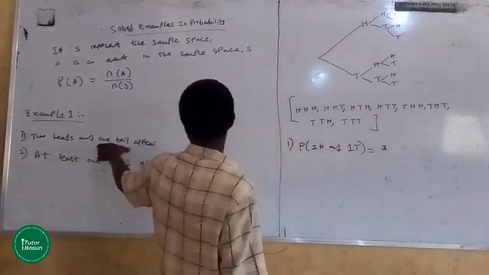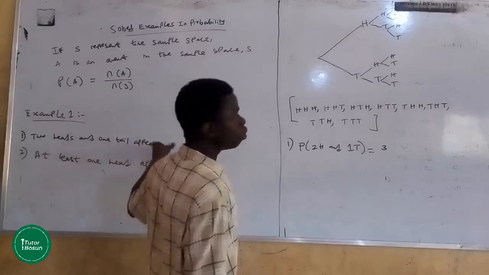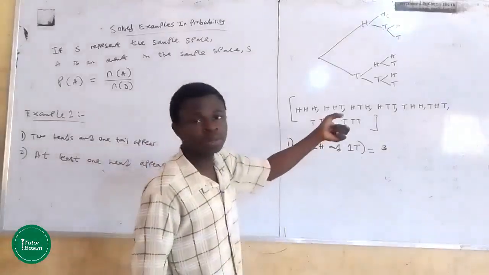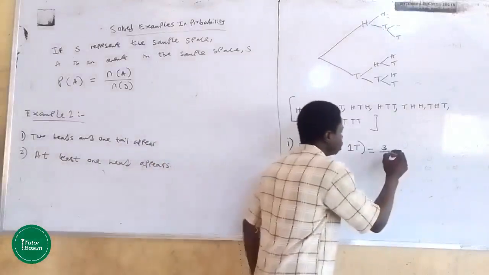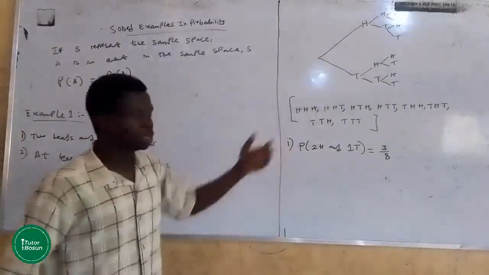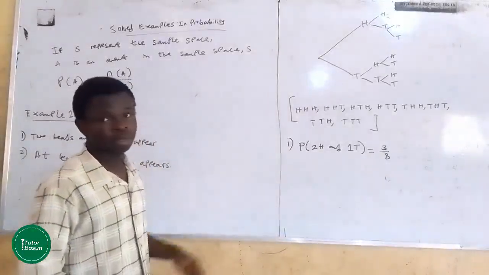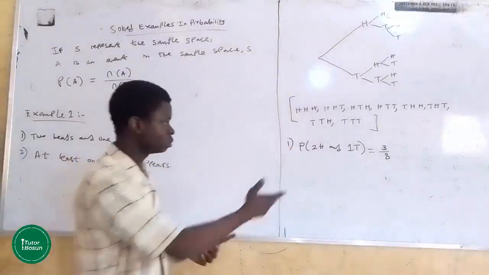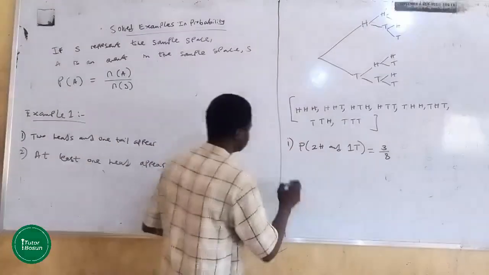That's the number of 2 heads, 1 tail over the total number of the sample space, which is 8. That's 3 over 8. So your answer is 3 over 8. We can also give it in decimal points.